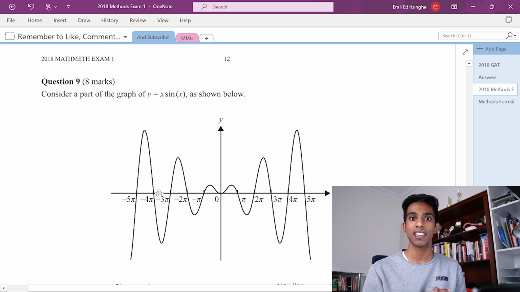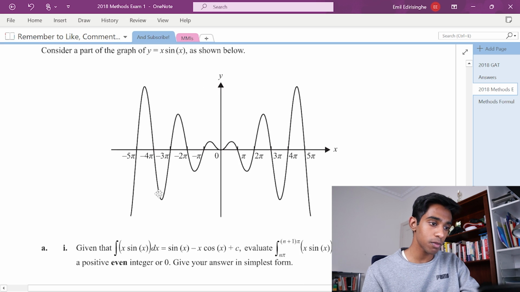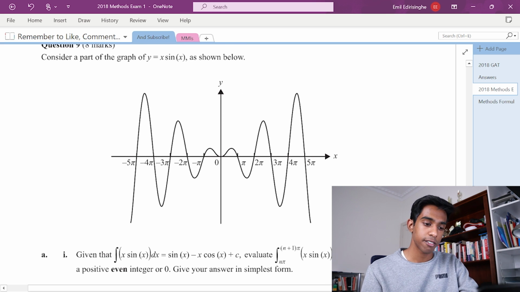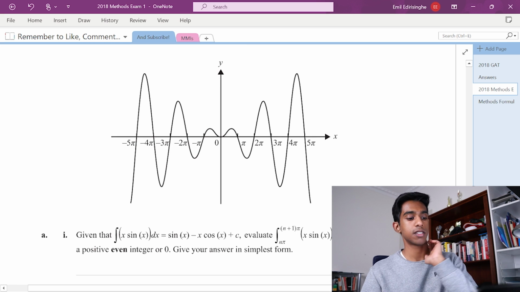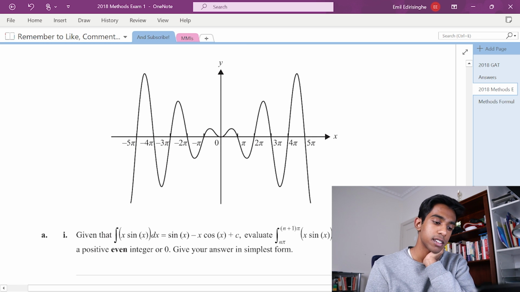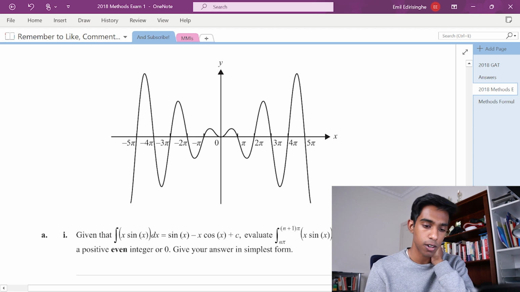Okay, now we're into the last question of this exam. Consider a part of this graph as shown before. And then we're given this question, which is, given that the integral of that equals that plus c, evaluate the integral from n pi to n plus 1 pi of that when n is a positive even integer.